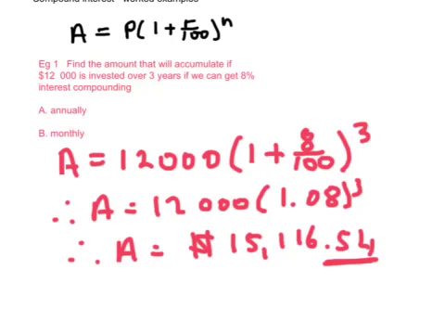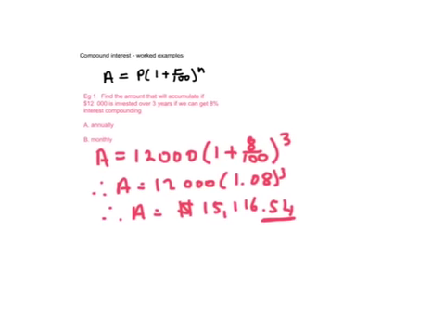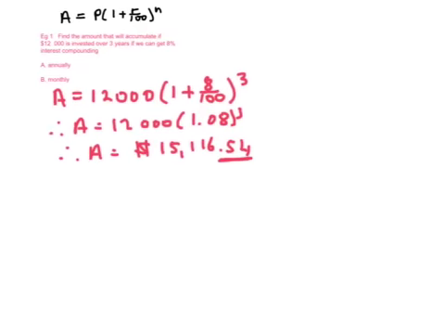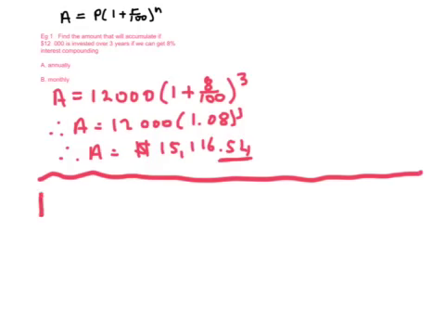Alright, that's part A. Let's now have a look at part B. It's the same problem except the interest is accumulating monthly or compounding monthly. So let's see how that works. Let's have a go at part B. Alright, so A is still $12,000.